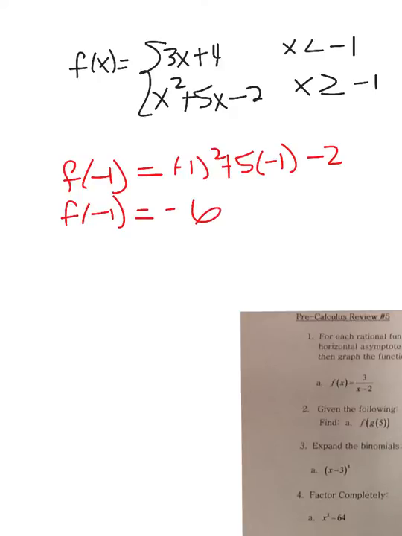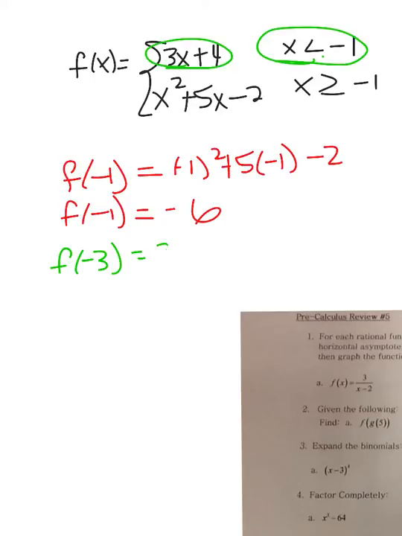All right, so now we're going to do f of -3. So -3 is less than -1, right? X is right in here. So I plug it into this one here. So it's 3 times -3 plus 4. So f of -3 is equal to -5.